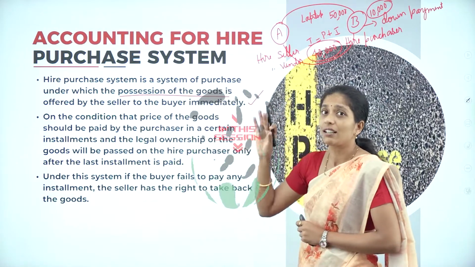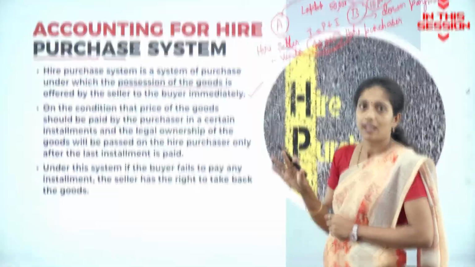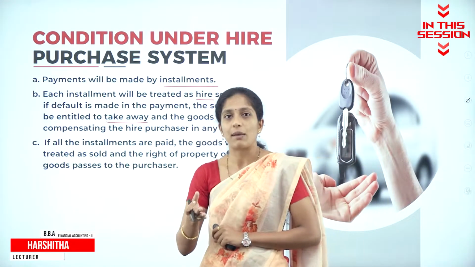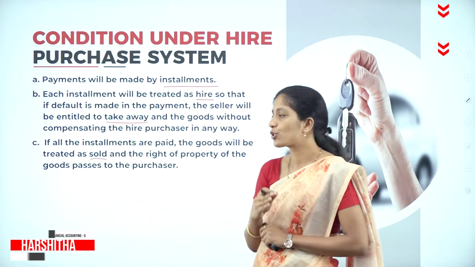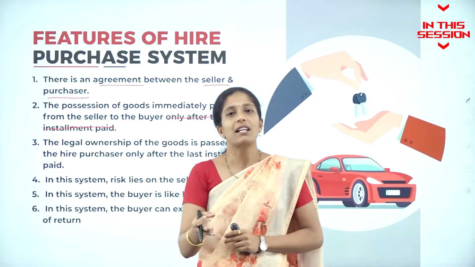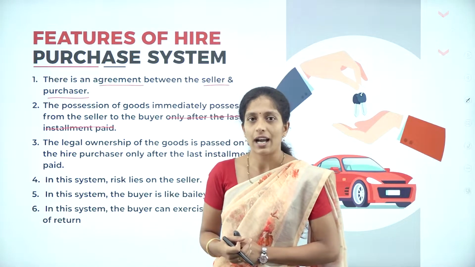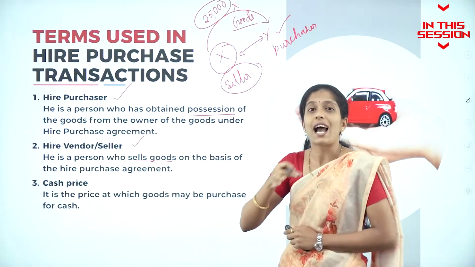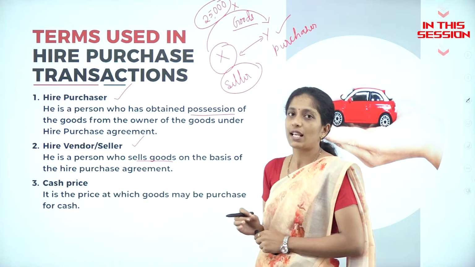Immediately. In the sense, the goods will be transferred from seller to buyer immediately. So after making all the installments, then only it is treated as what? The goods have been sold. So before making the payment itself, the goods will be transferred from the hire seller to the hire purchaser. So the actual value of that particular goods or asset is known as what? Cash price.